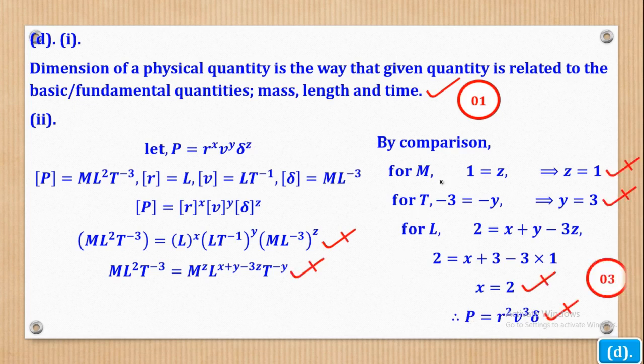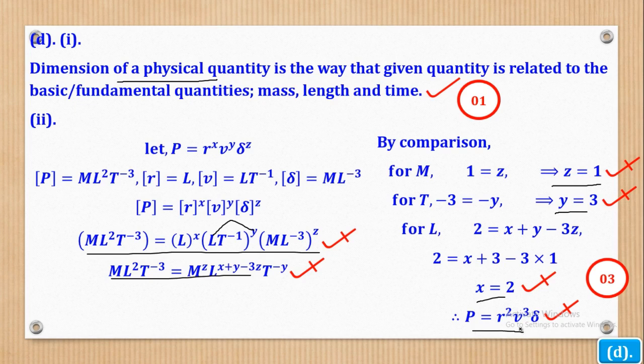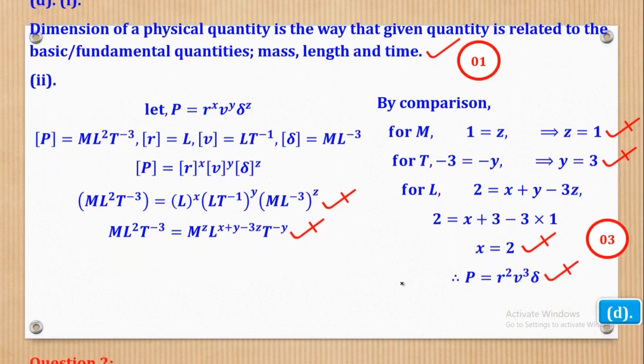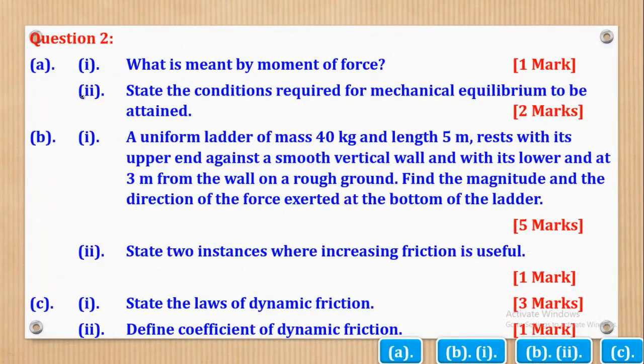Now let's see the marks for this slide. So 1 mark for the definition of dimension, half a mark for substituting all the dimensions correctly, half a mark for expanding the powers and collecting like terms on each side, then half a mark for getting the value of Z, half a mark for the value of Y, half a mark for the value of X, half a mark for stating the correct relation. So that was question 1.